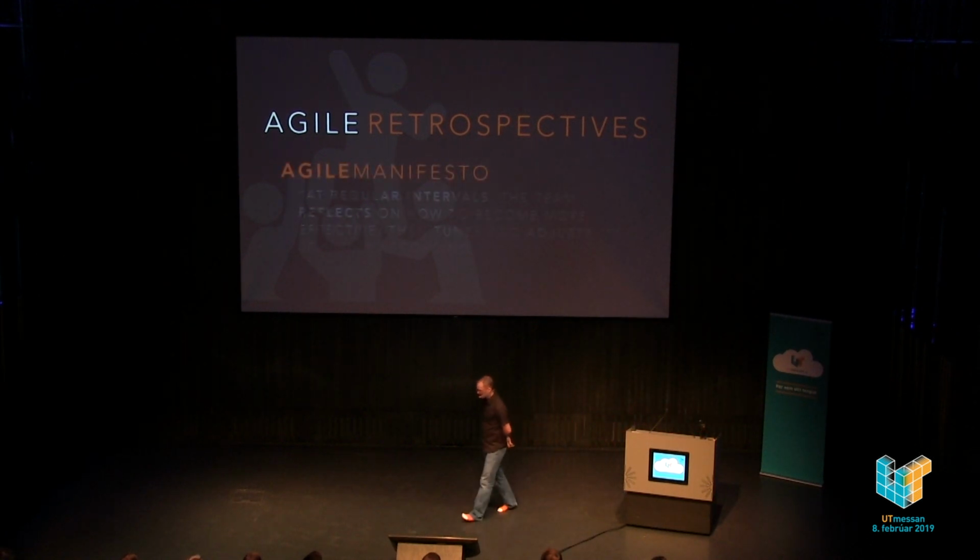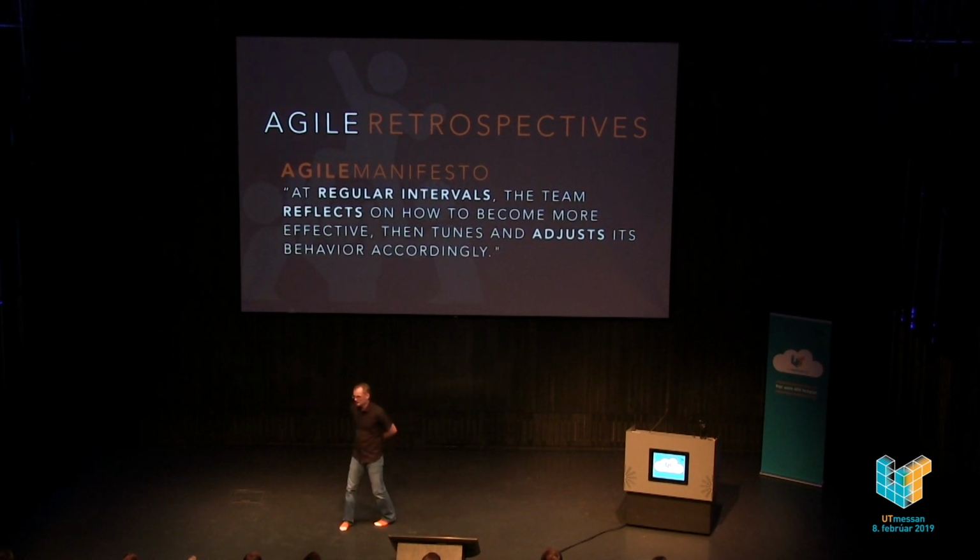And here's a quote from the Agile Manifesto. One of the last principles actually talks about this. If you're doing Agile, you should at some point look back and say, how are we doing? What can we do to improve or adjust our behavior?